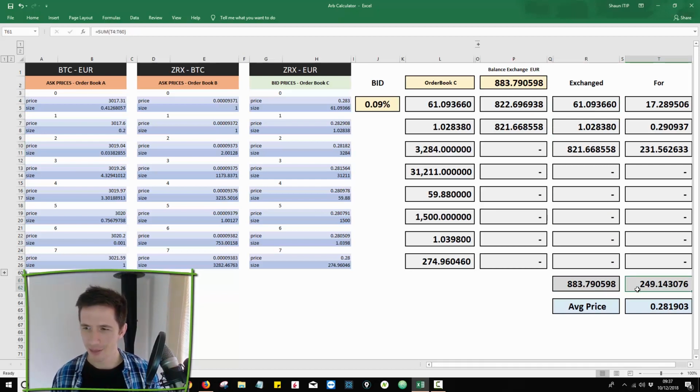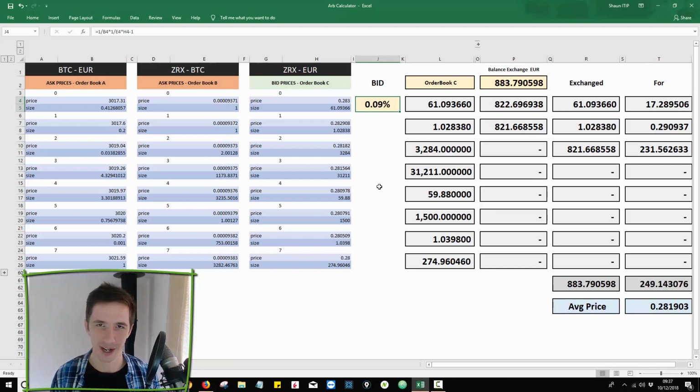Now, wait a minute, that doesn't make sense. So if I look at the average price, well, that makes sense. If I look at this, it's 0.283, then 0.282, then 0.281. I went to level 3. So the average price I exchanged it for makes sense. But hang on, wasn't I supposed to make a 0.09% profit?